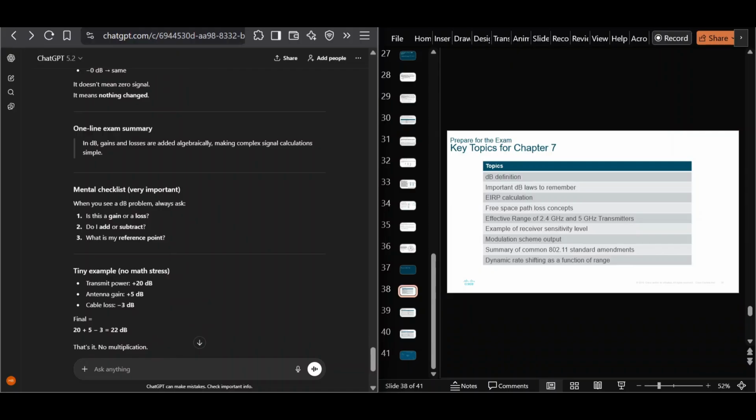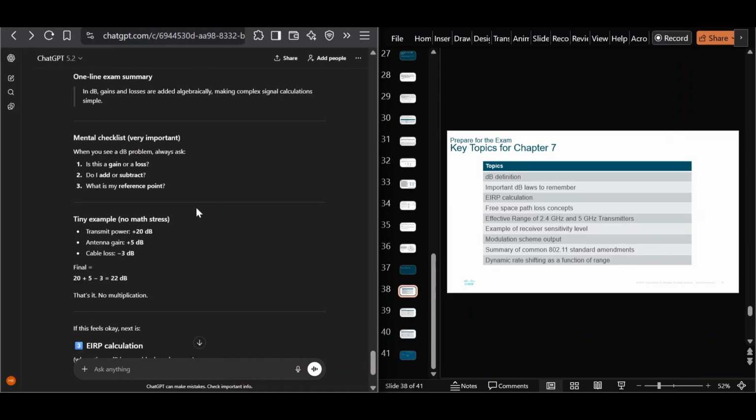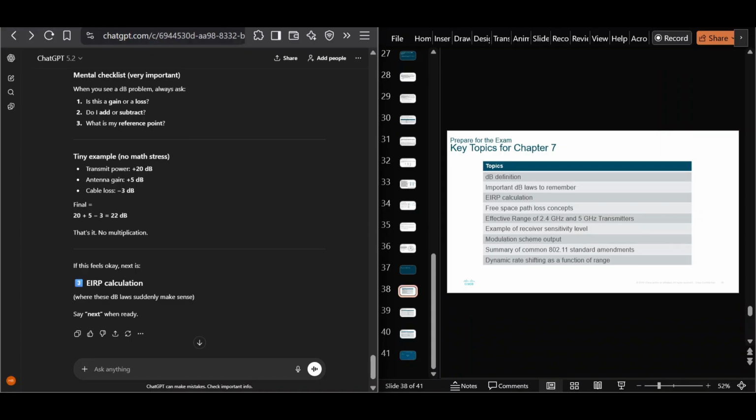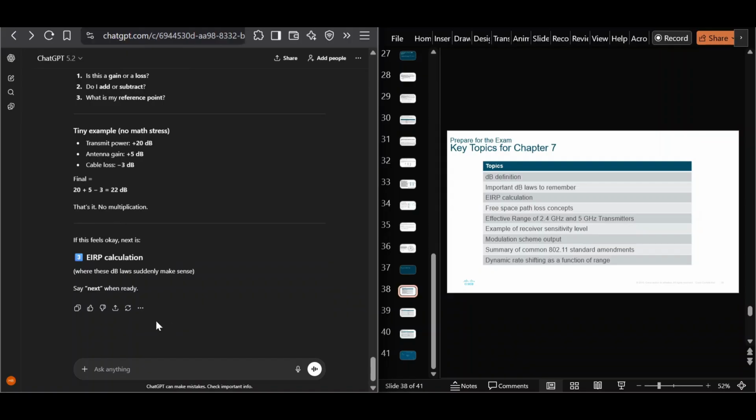Is this a gain or a loss? Do I add or subtract? What is my reference point? Tiny example, no math: transmit, antenna gain 5 dB.